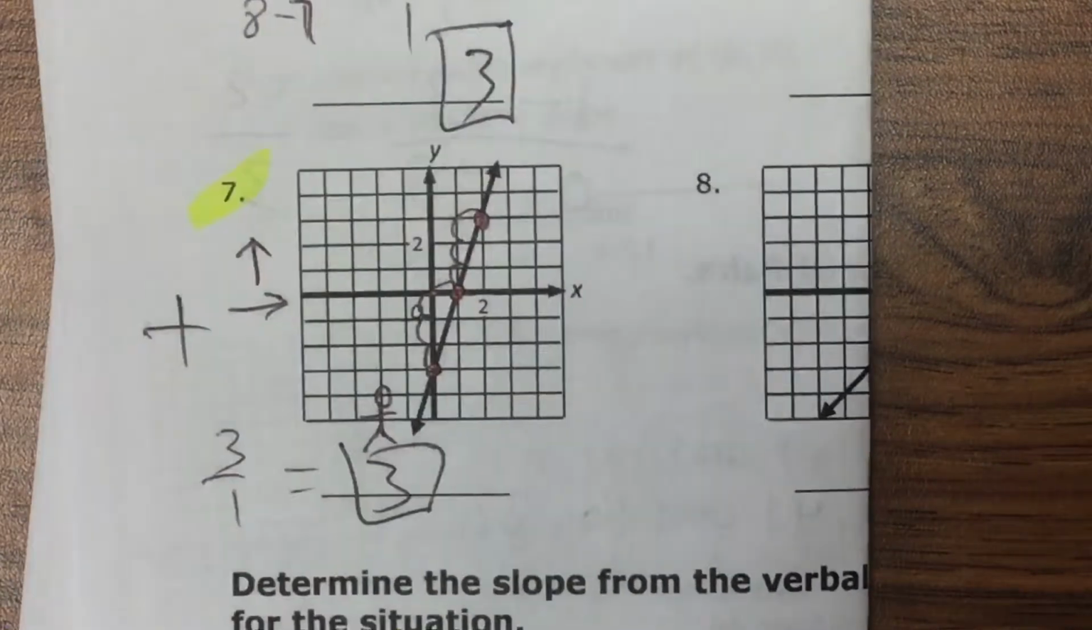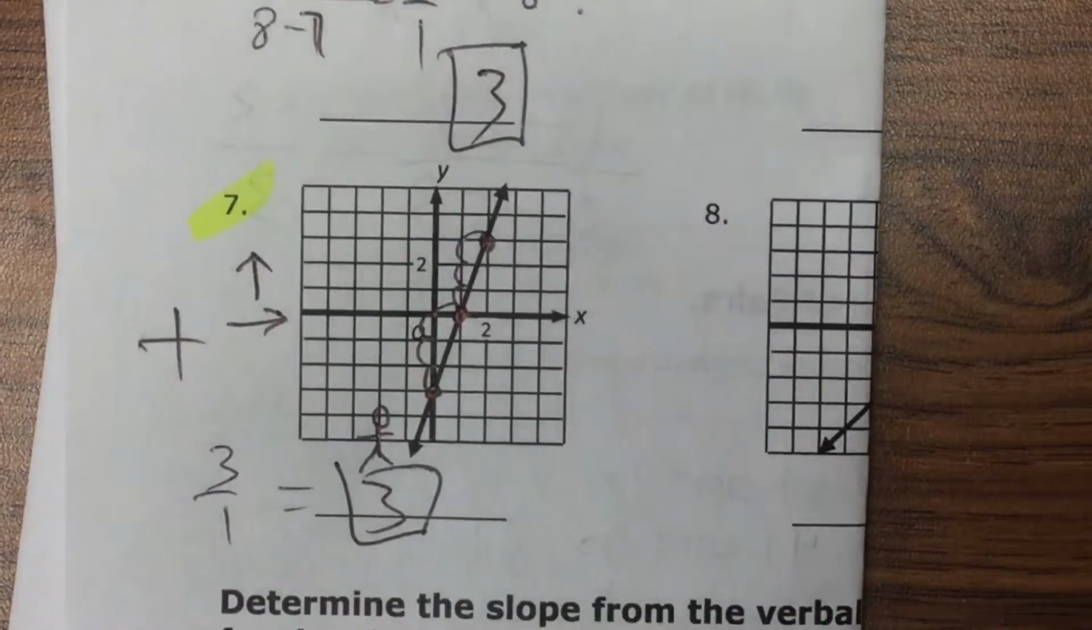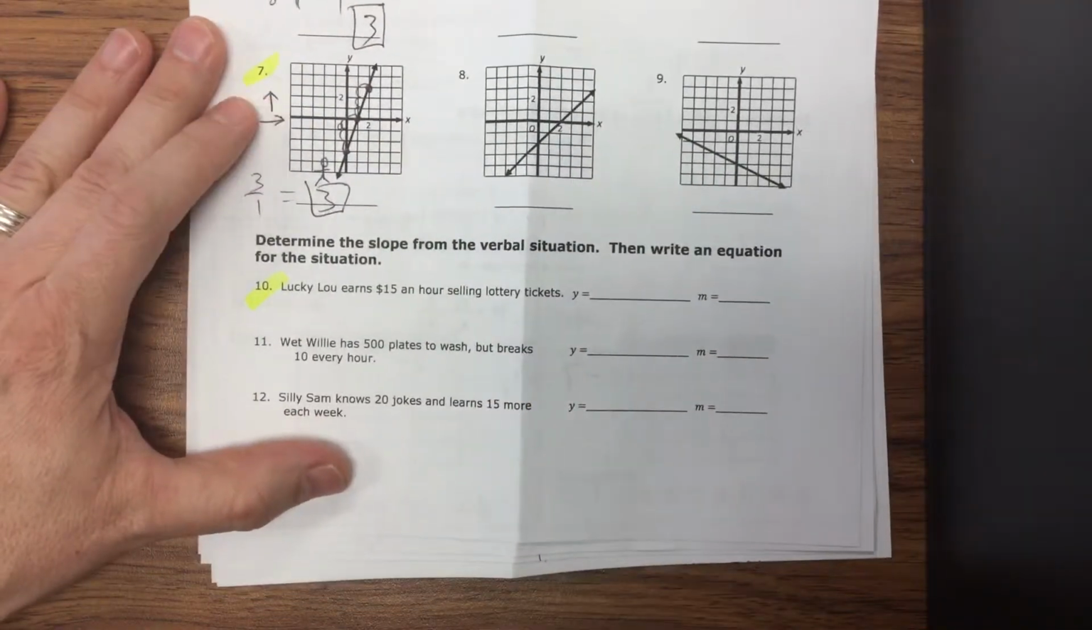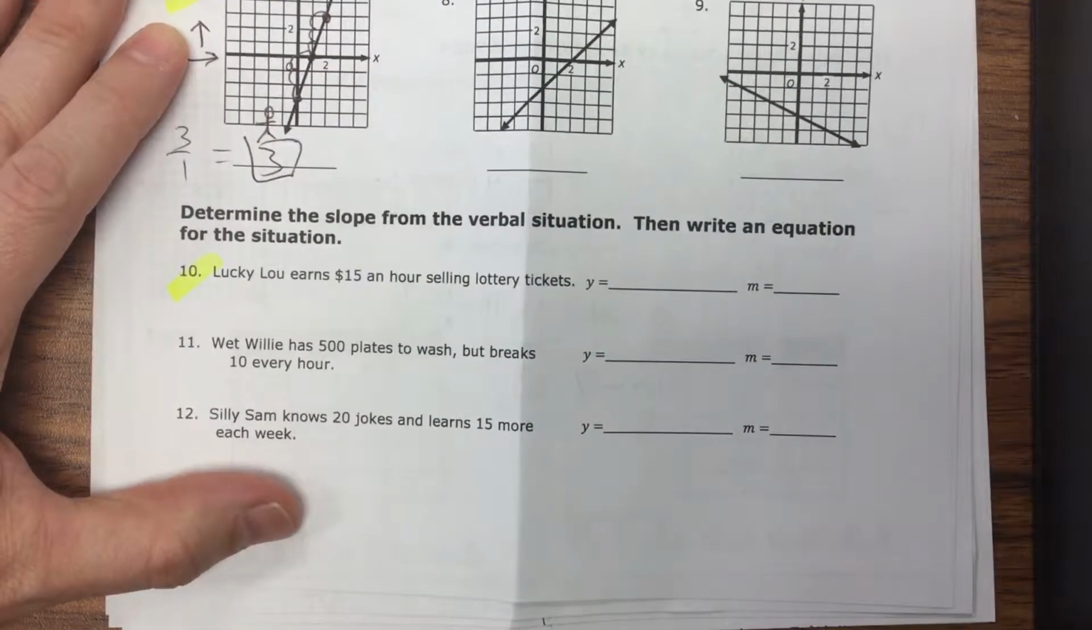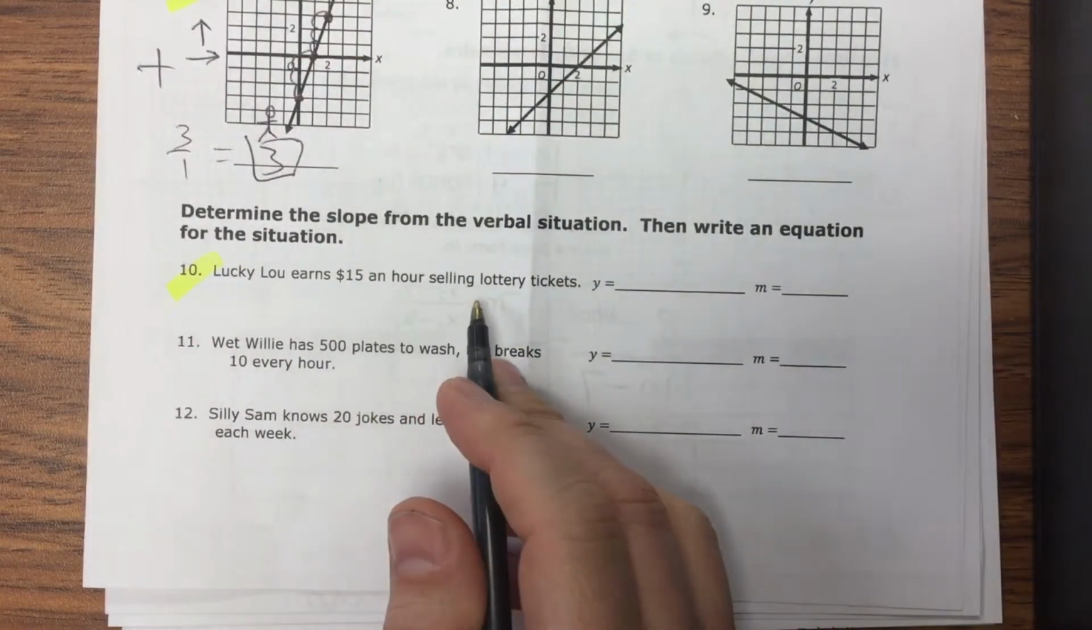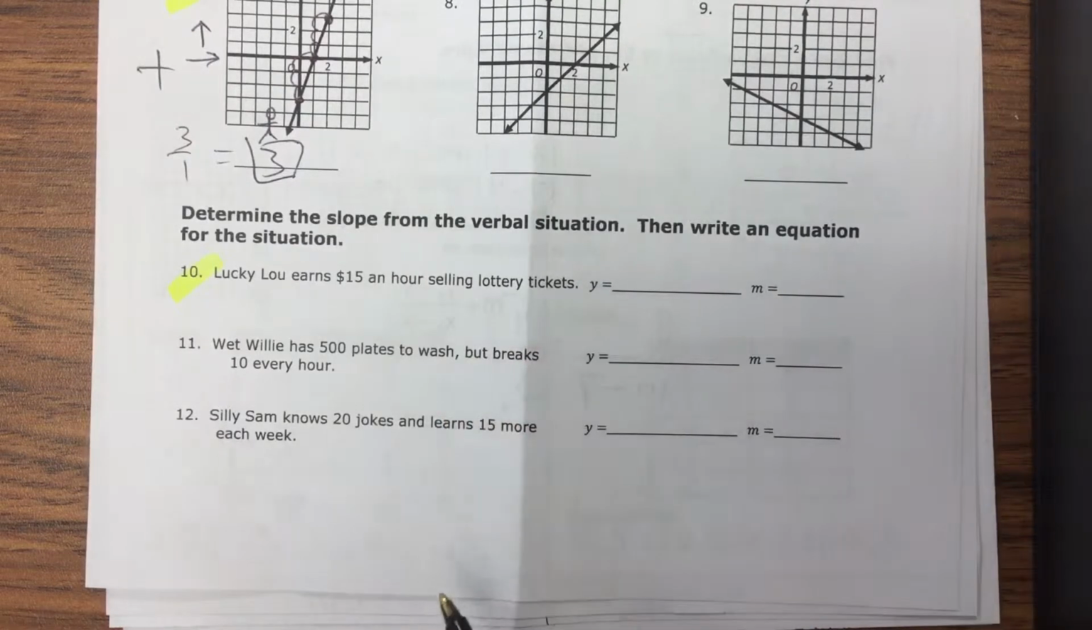Let's open the packet back up, zoom out because we have a little bit of a word problem here. Determine the slope from the verbal situation, then write an equation from the situation. Lucky Lou earns $15 an hour selling lottery tickets. Now I'm going to help you with all these, right?